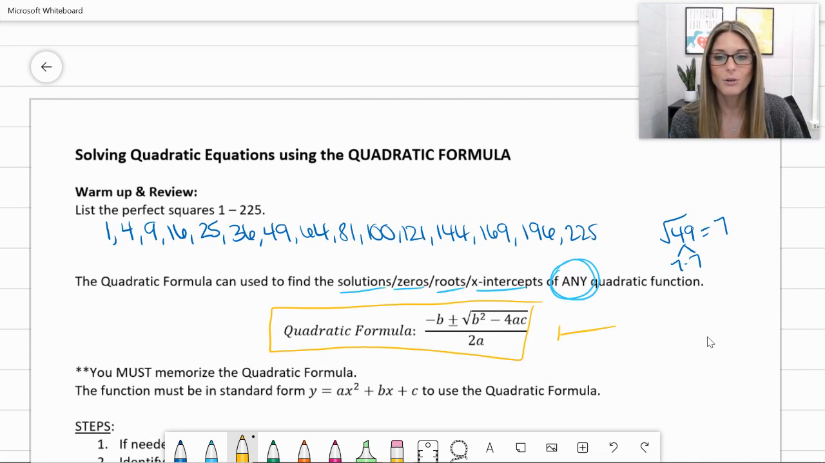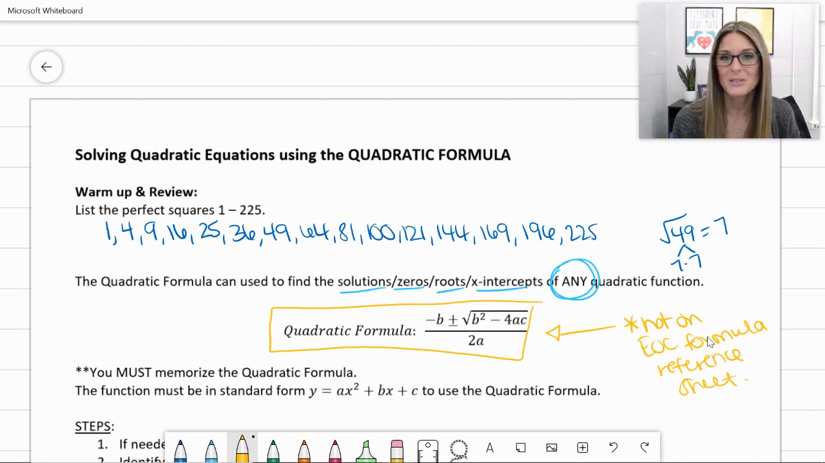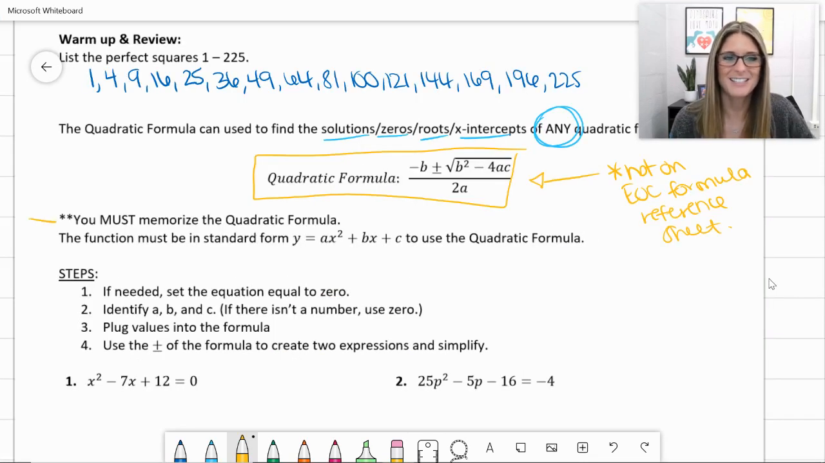Now, this quadratic formula, you actually need to memorize because it's not on our reference sheet for our EOC. One positive takeaway is we still use the quadratic formula in Algebra 2. So if you do take the time to memorize it here in Algebra 1, you'll be ahead of the game when you get to Algebra 2. I wrote here on the notes with the asterisk that yes, you must memorize this quadratic formula because it's not on that reference sheet. And then the function must be in standard form, y equals ax squared plus bx plus c, before you start using the quadratic formula.